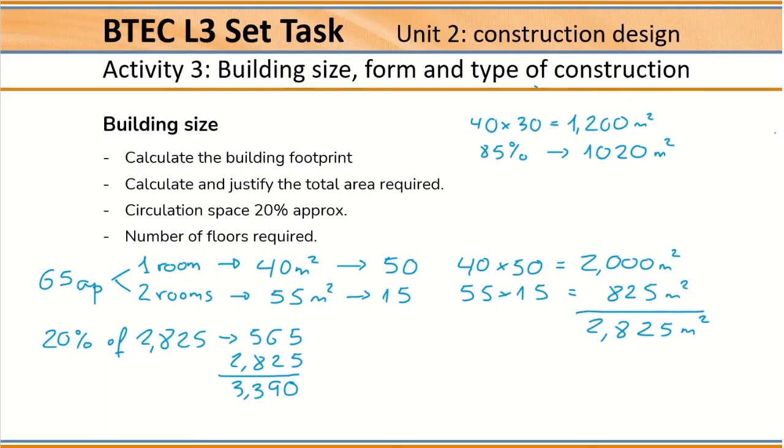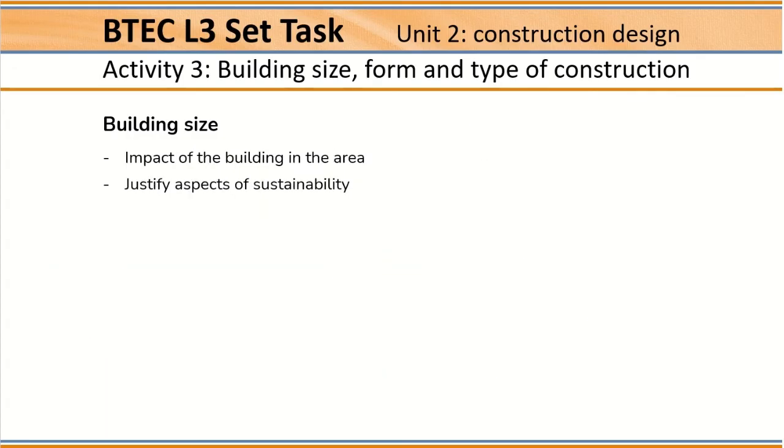Now I'm going to add the ground floor, which is 1,025, and this is 4,415 meters squared, and this is the number that I used to calculate or to estimate the budget. You need to explain the impact of the building in the area and also justify aspects of sustainability, in this case the roof garden and the sustainable landscaping solutions that you chose.